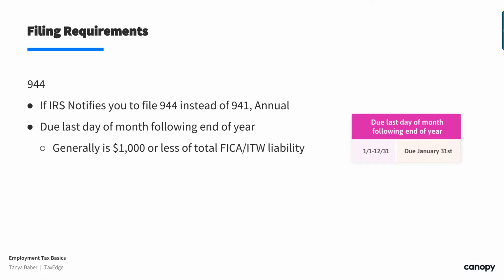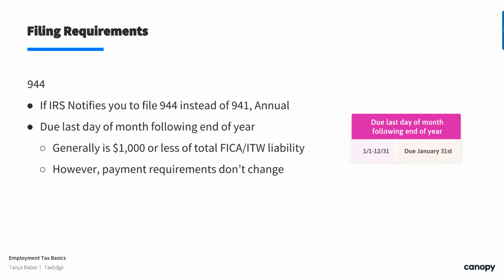But here's the kicker. Those payment requirements don't change. We're going to talk about payment requirements in just a second, but let's say you have somebody that owes more than $1,000 and the IRS still thinks they're a 944 filer. Guess what? You will do that report once a year, but they may still have to pay every month. So it does not change the payment requirements.